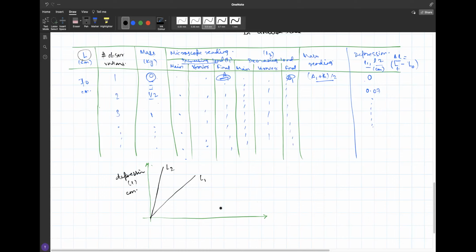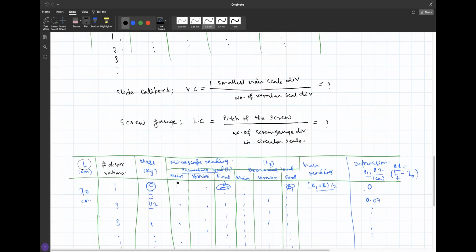Yes. So in this case, let's say 0.5. So you can plot this, okay? And then you expect the straight line. Why you expect that straight line?